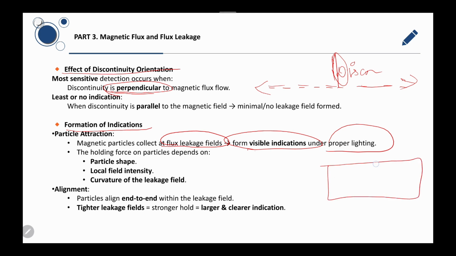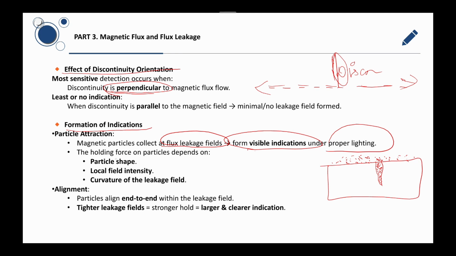In the surface view, here is one crack. In wet or dry form, the magnetic particles are spread out here. Once we apply the magnetic force, the magnetic particles gather in that particular location, leading to a clearer indication.